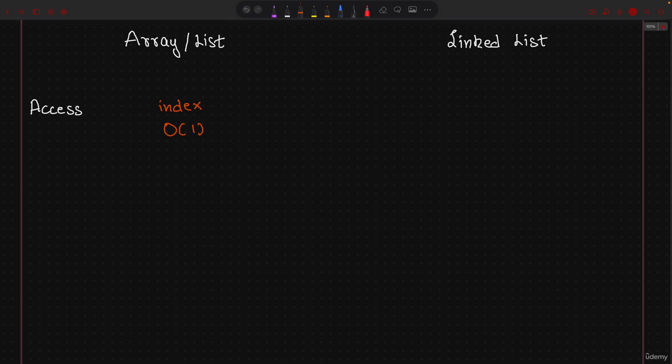On the other hand, for linked list, it is O of n. And of course, big O is the worst case complexity. So to go to the tail, I will have to go through each and every node. Next is memory management.